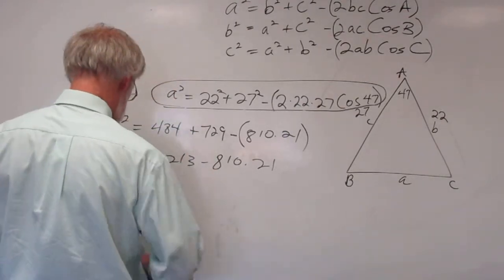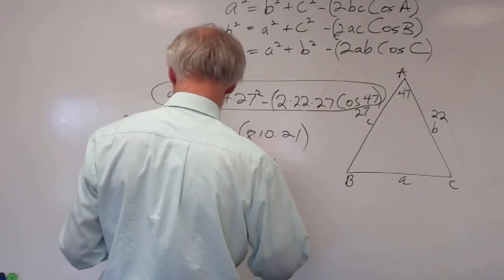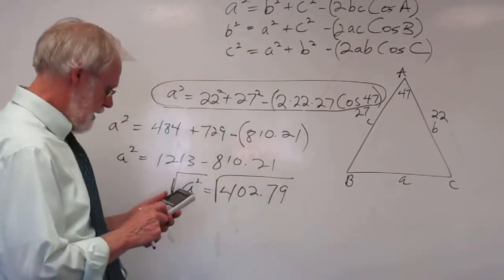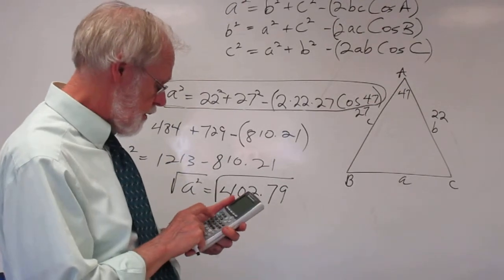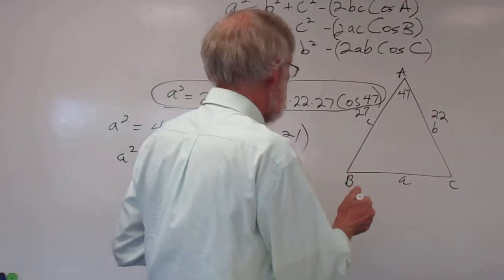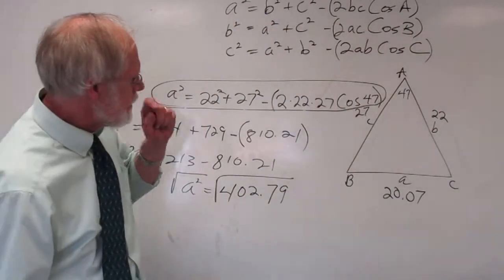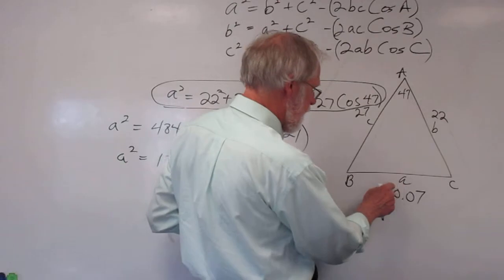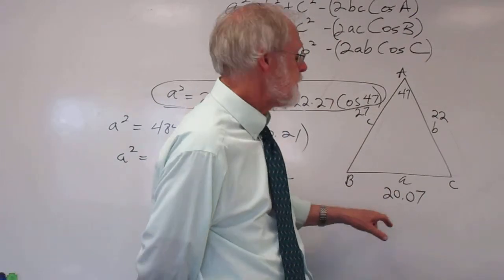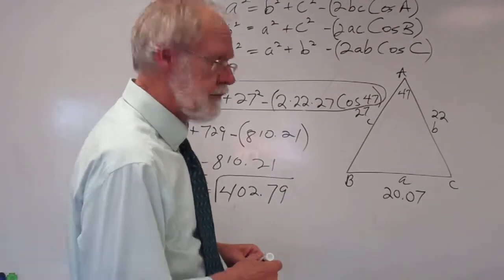So a squared equals 402.779. Take the square root of both sides, and I get 20.07. So this side length here is 20.07. Now let's take a look at that. Does that make any sense at this point? Well, yes, it does, because it's in the ballpark of these others: 27, 22, 20. What we don't know yet are these two angles. We're about to find those out.